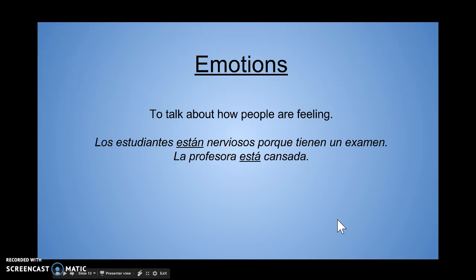Emotions. We use estar to talk about how people are feeling. So we have here, los estudiantes están nerviosos porque tienen un examen. La profesora está cansada.